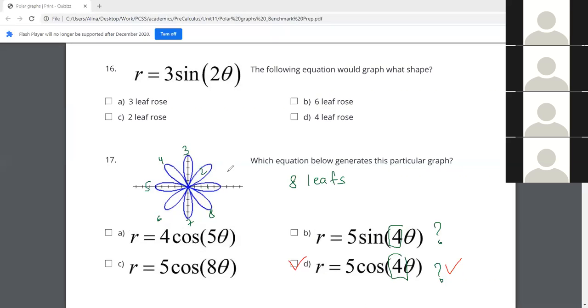Because of the way they're aligned. Correct. It starts at 0, and 0 is where cosine is at maximum. That's absolutely correct. Thank you so much. r equals 5 cosine theta is the answer in this case.